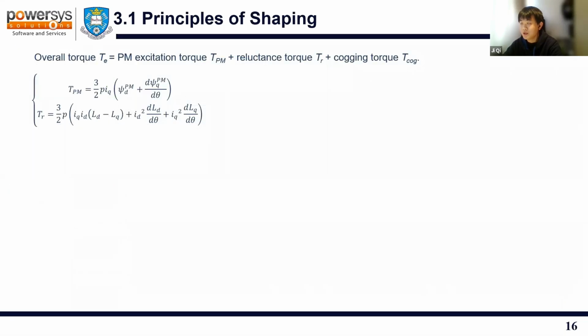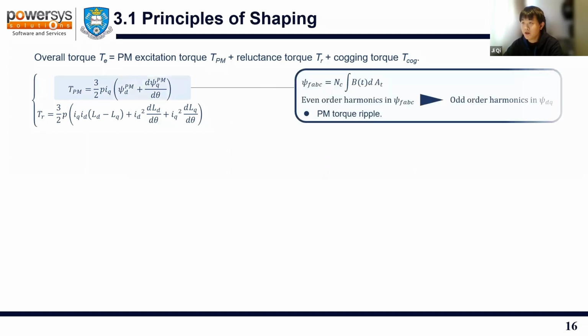To make it clear, we can separate the overall torque into three components: the PM excitation torque, reluctance torque, and the cogging torque. The first formula is the PM torque. We can see the PM torque is directly related to the flux linkage, that is psi, and the odd order harmonic in psi DQ will lead to the PM torque ripple. That is the same as the previous analysis.